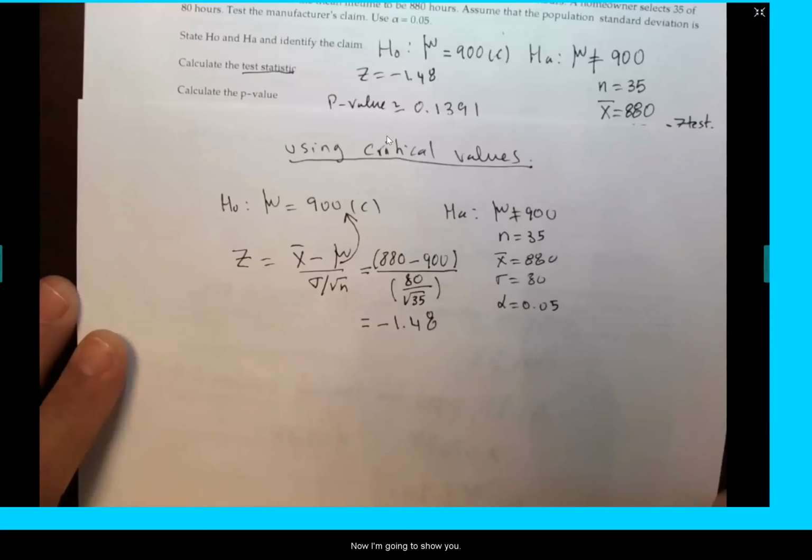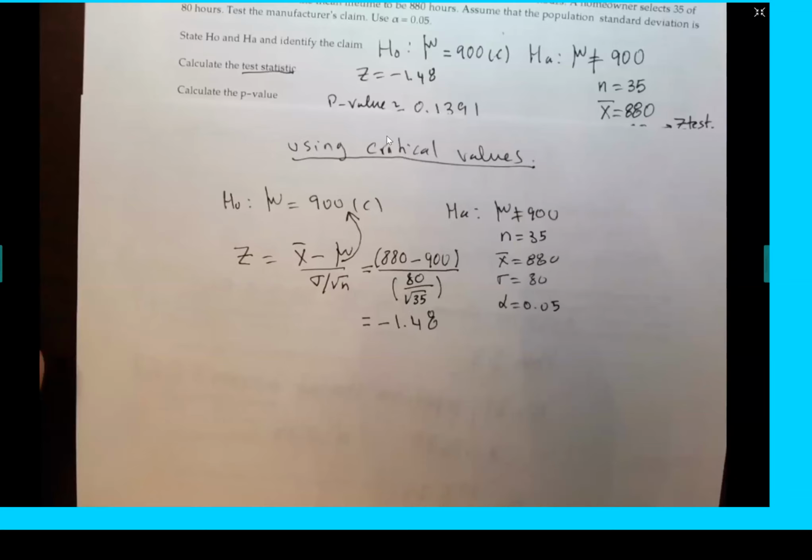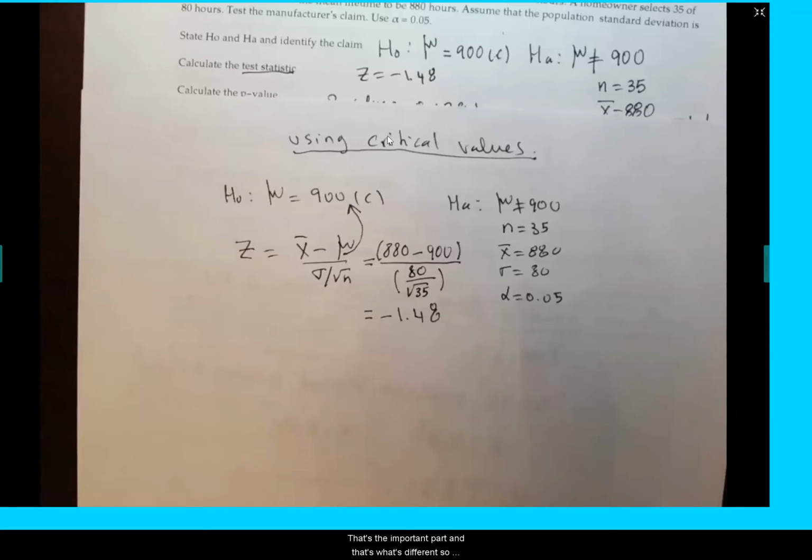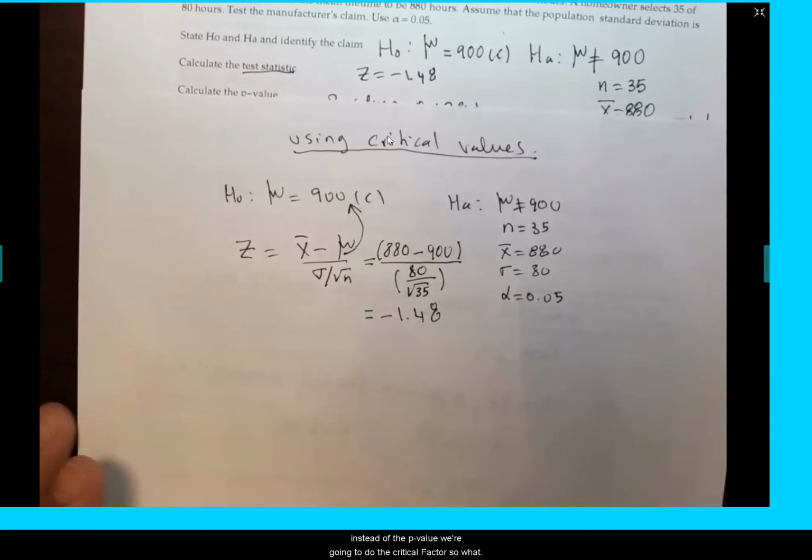Now I'm going to show you how to find the critical values. So let's work on this one. That's the important part, and that's what's different. So instead of the p-value, we're going to do the critical value. So watch.